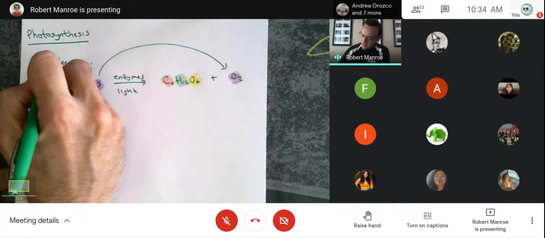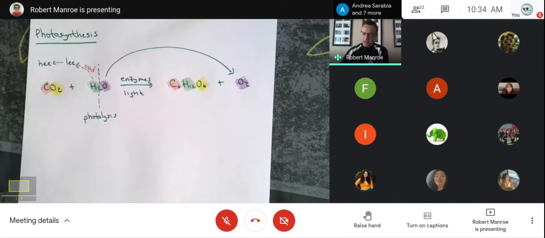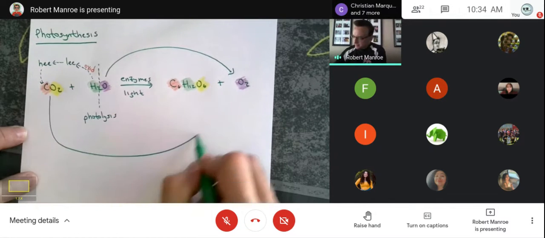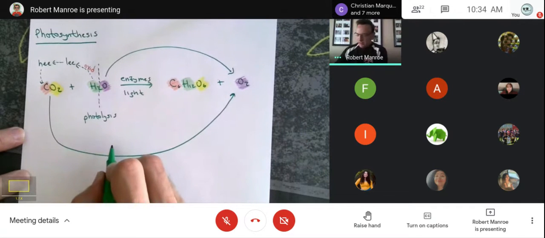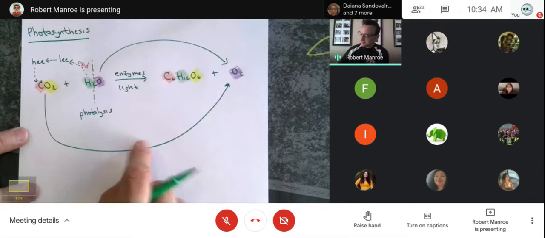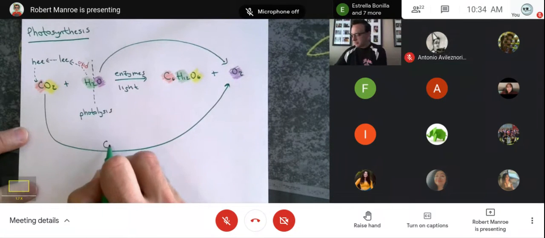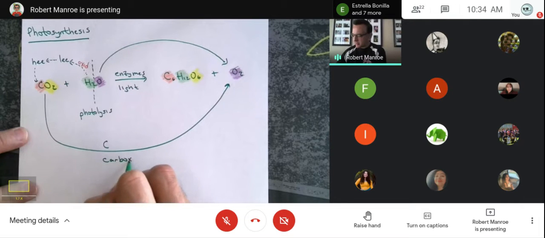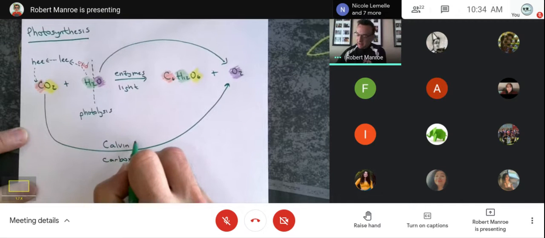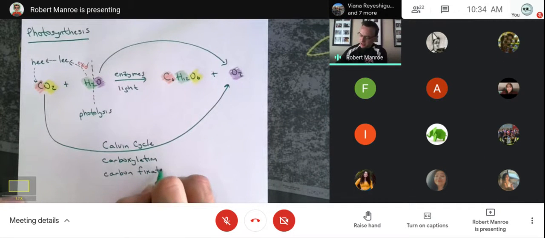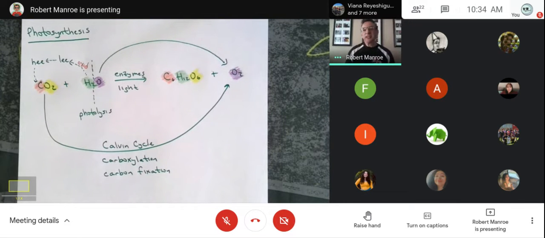You're then left with low energy electrons. Those are then excited to high energy electrons, which are then bonded to CO2. What do you want to call this? 3 different choices. Carboxylation. Sure. So carboxylation. What else? Calvin cycle. Calvin cycle. And then old school, like when I was in high school, we called this carbon fixation, fixing carbon.